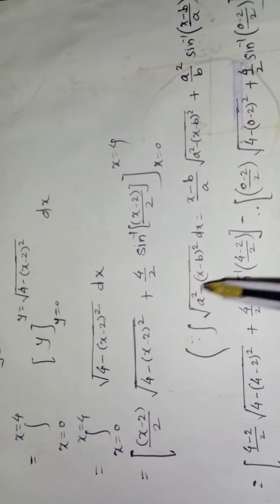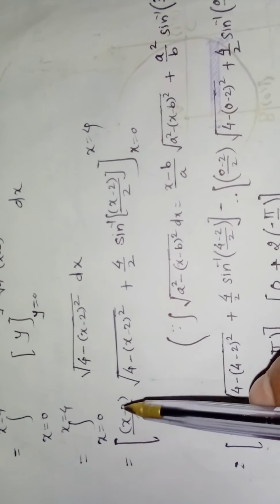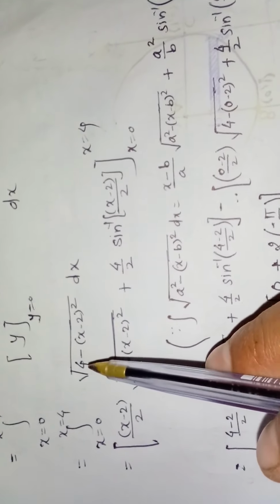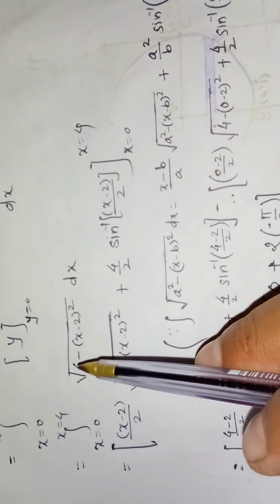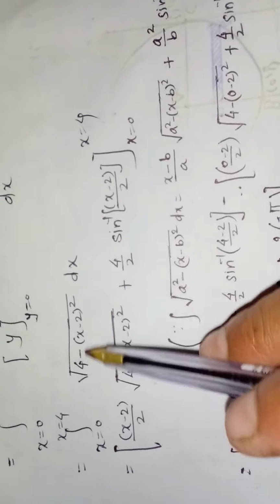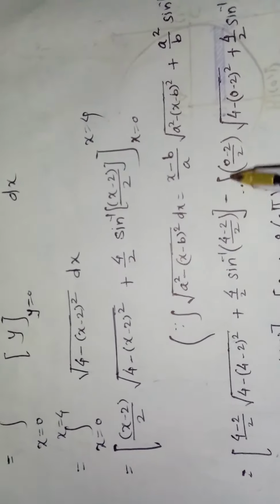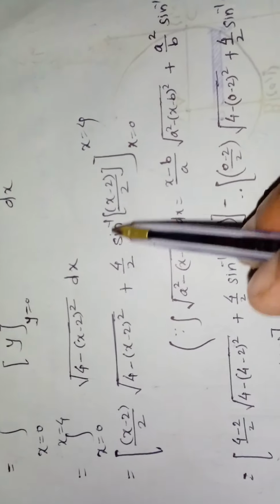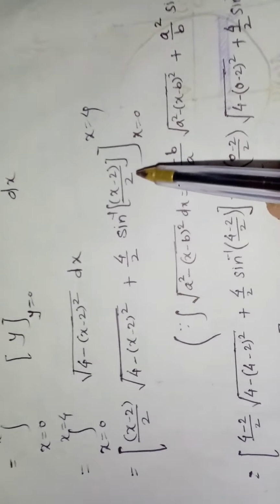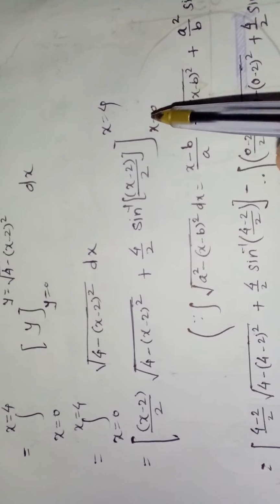So using that formula, the integration value of this is nothing but (x minus 2) upon 2, where x minus b upon a, because here 4 is a square, so a is 2, times square root of 4 minus (x minus 2) whole squared as it is, plus 4 upon 2, that is a square upon b, into sine inverse of (x minus 2) upon 2, with the upper limit x equals 4 and the lower limit x equals 0.